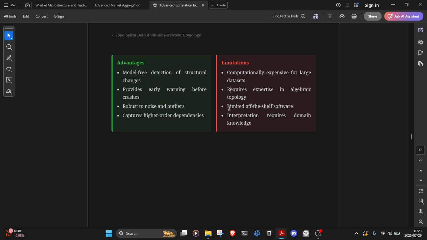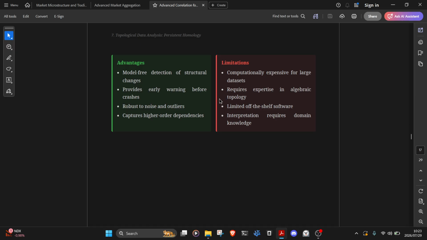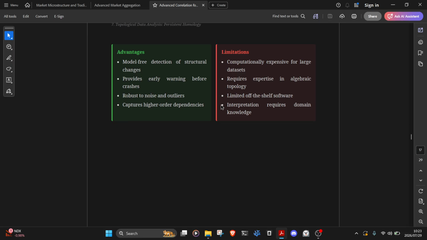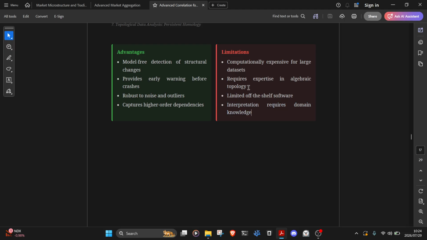The third limitation is limited off-the-shelf software. So there's very little off-the-shelf software that will apply persistent homology for you, right? And number four, interpretation requires domain knowledge. Of course, interpreting the results of persistent homology requires you not only to know algebraic topology and other forms of topology, but to also know what the application of persistent homology even means for your specific data set, right?